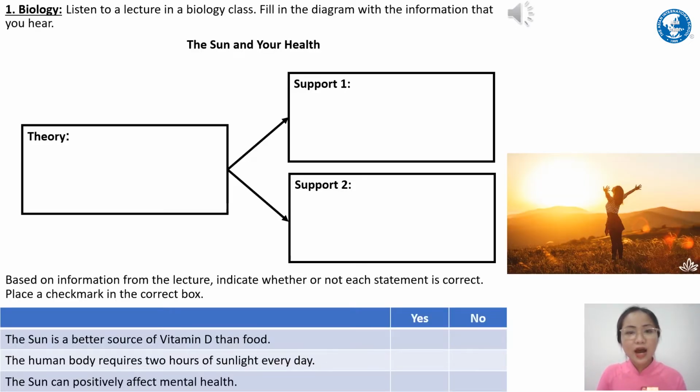So now, let's dive right into the practice section. The first topic I have for you is biology. Please listen to the recording twice. Are you ready? Now let's get started.